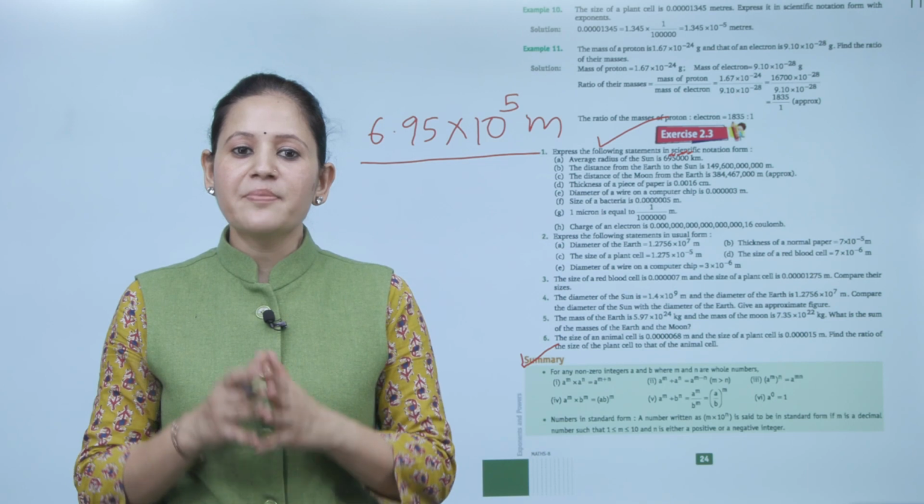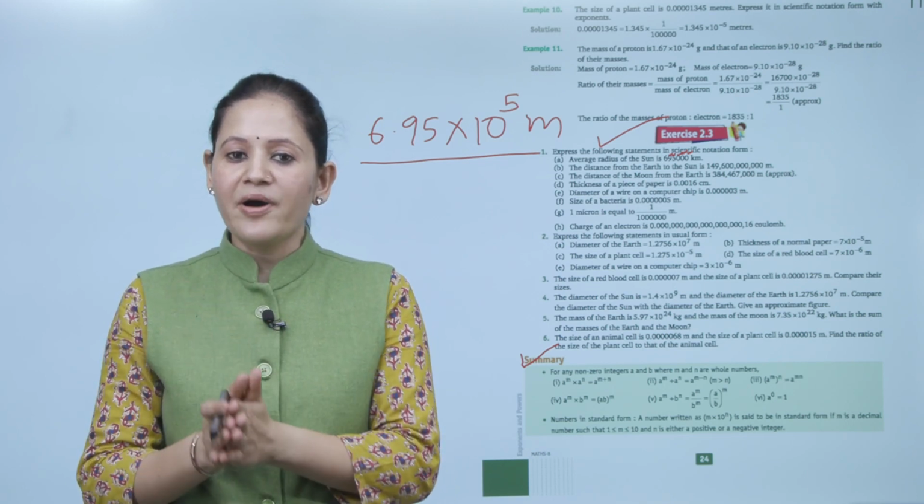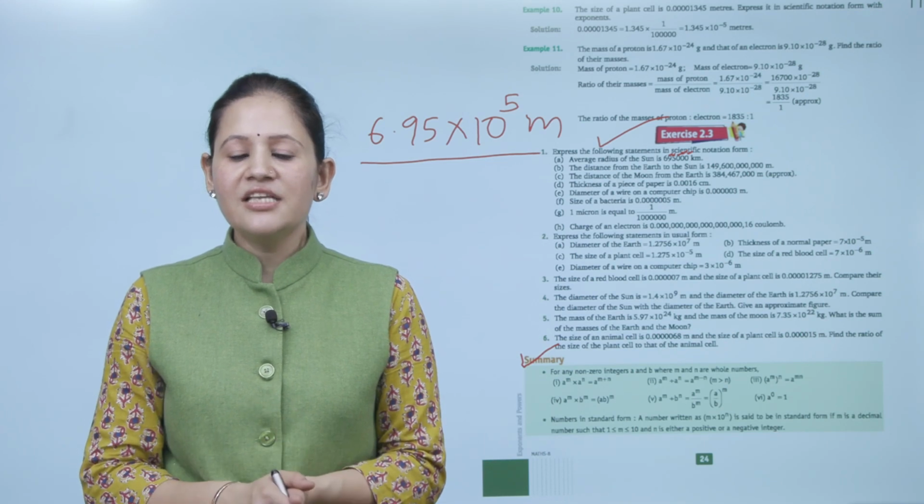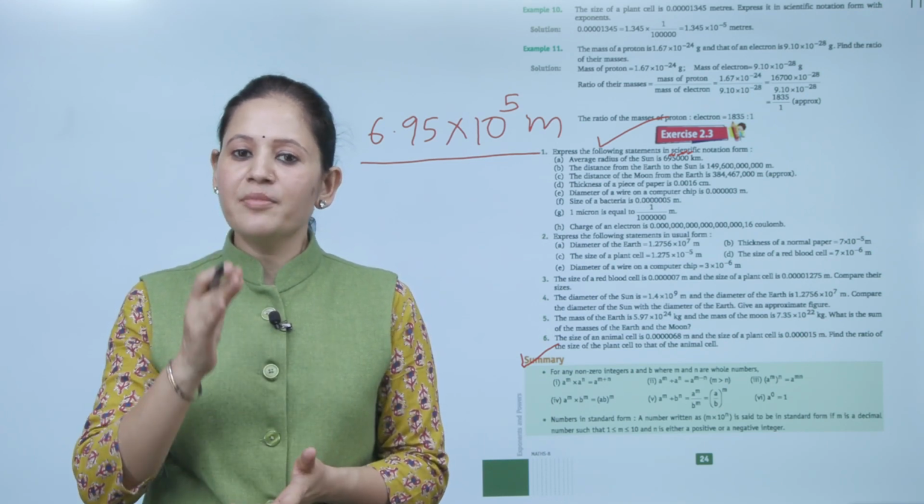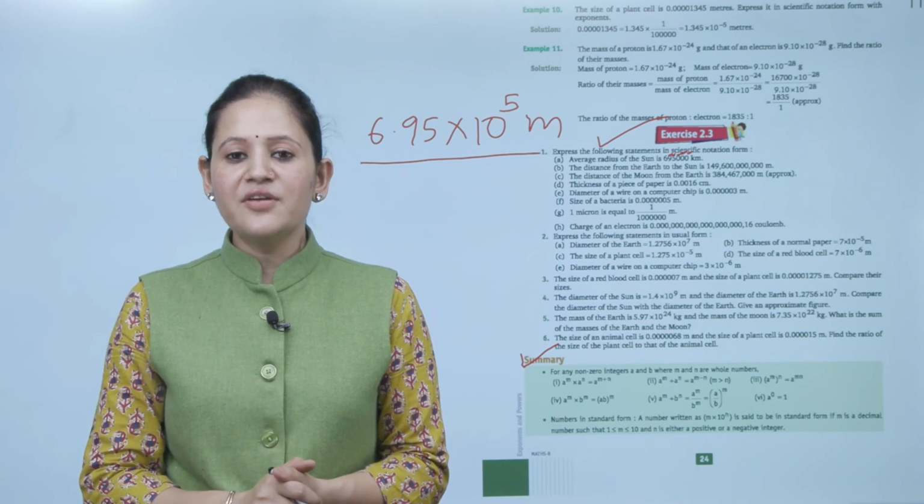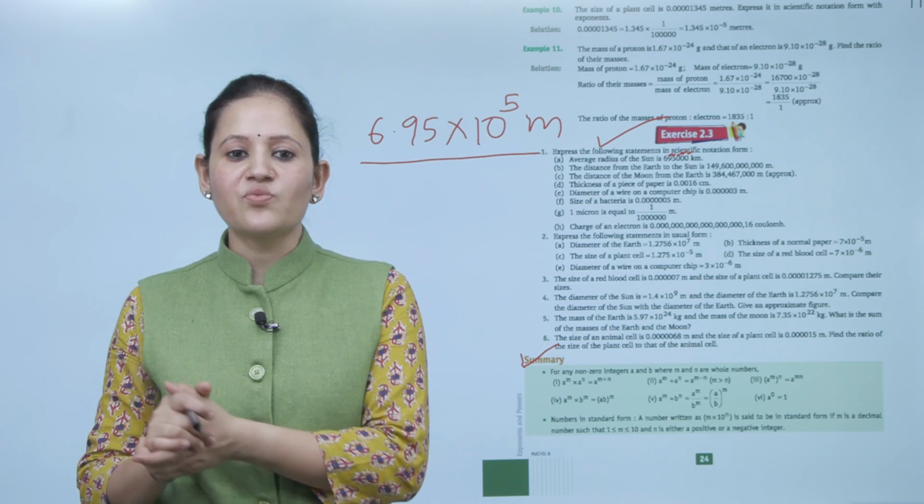A to the power m multiplied by b to the power m is equal to ab whole power m. A to the power m divided by b to the power m is written as a upon b whole power m. A to the power 0 is 1.